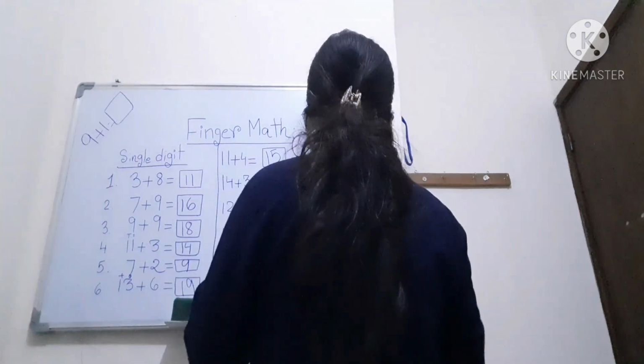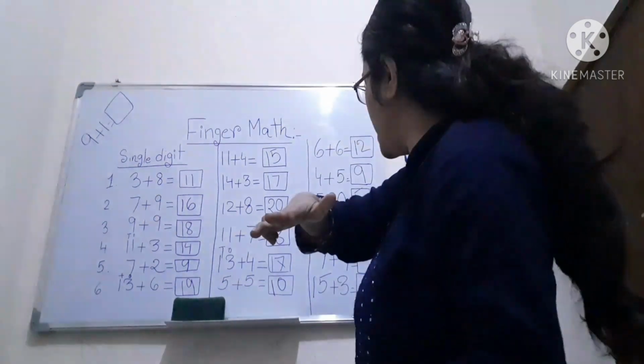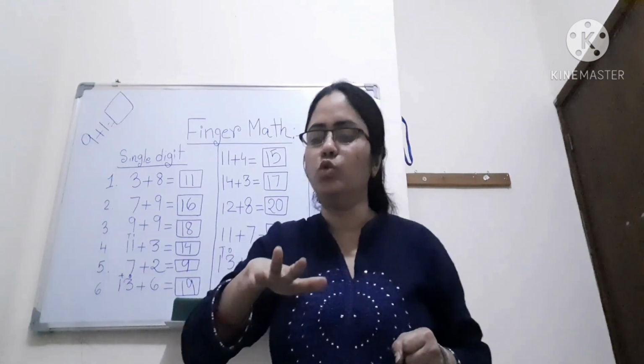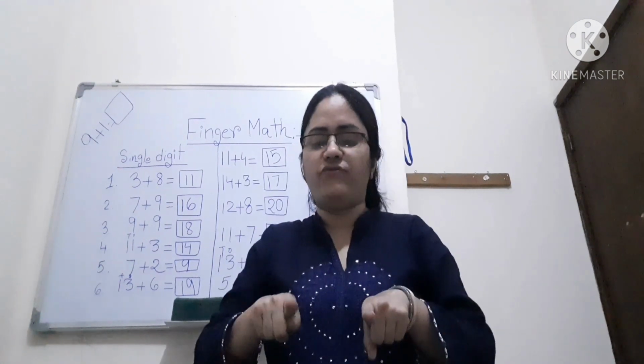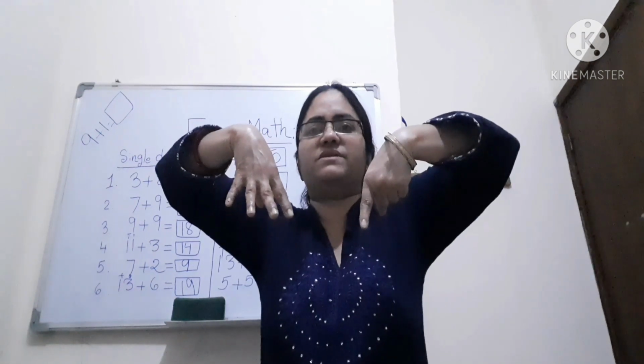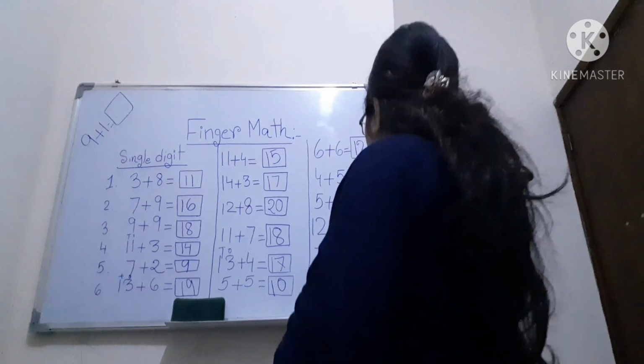All numbers are so cool. 7 plus 7. 5, 6, 7. Okay, again I have to count 7. 1, 2, 3, 4, 5, 6, 7. What is the value of my fingers? 14. Yes. 7 plus 7 is equal to 14.